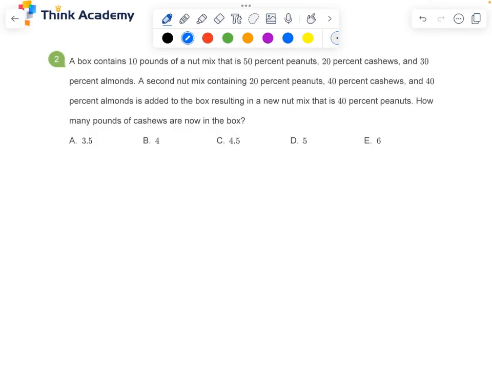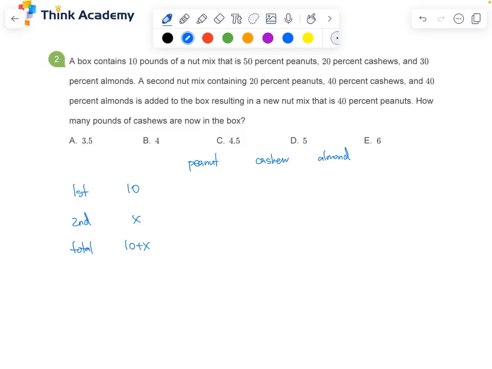So we would have 2 boxes, and each would contain peanut, cashew, and almond. For the first box, I can see that the weight is 10 pounds, right? For the second box, we are not sure, so I can set it to be x. And then the total of these 2 boxes would have a weight of 10 plus x pounds.